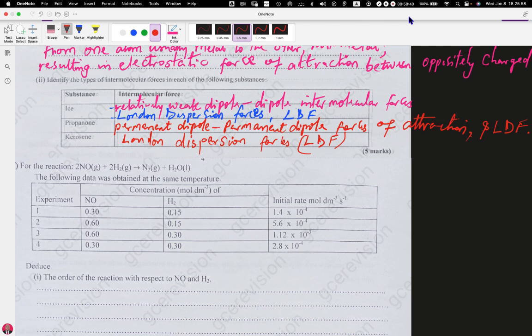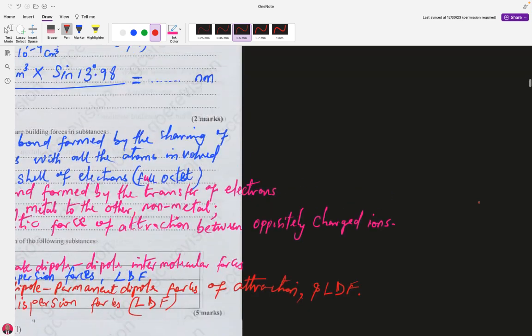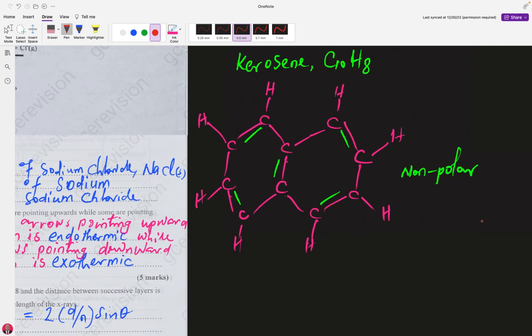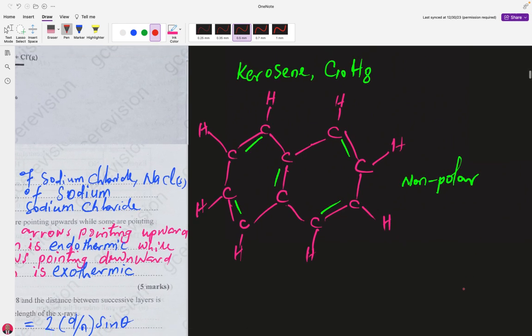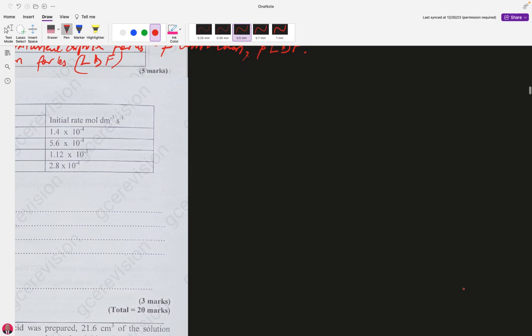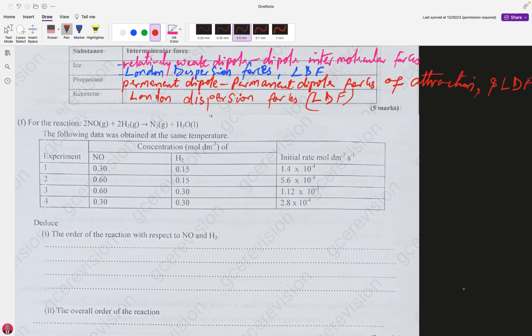Then for kerosene, you look at the structure of kerosene here very well. This is kerosene. Kerosene is non-polar. There's no big difference in electronegativity between carbon and hydrogen. They are all hydrocarbons, and hydrocarbons are non-polar. So in that case, we can say kerosene has only London dispersion forces.